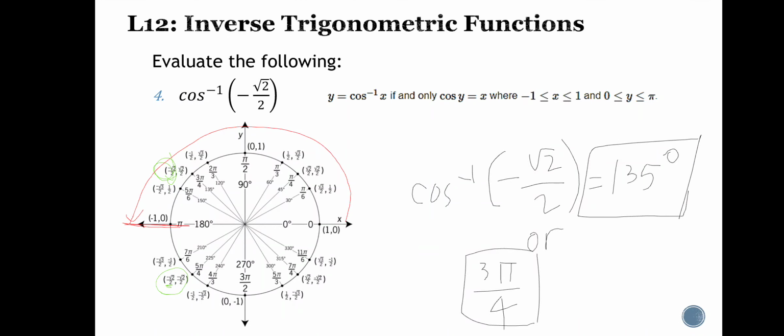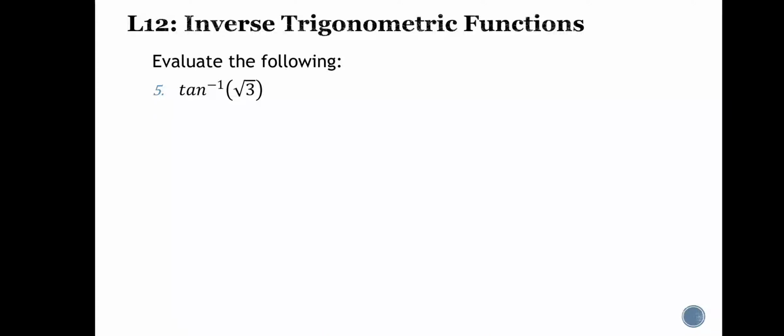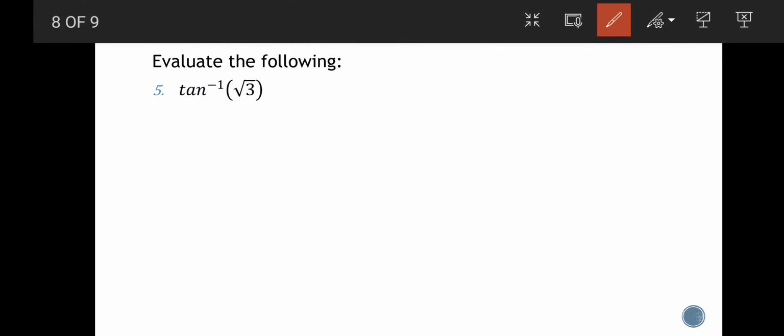Okay, next example, we have tangent. So we have arctangent of square root of 3. For arctangent, take note that tangent theta is equal to y over x. So for our arctangent here, we have to find two coordinates where if you divide y over x, it will give us square root of 3.